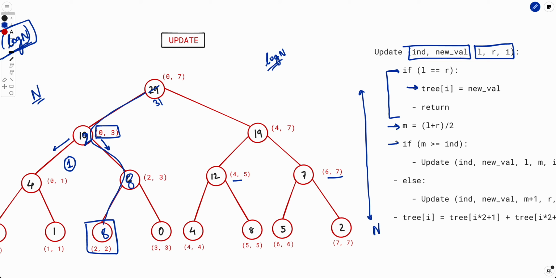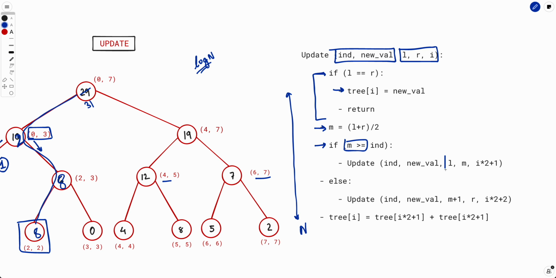So if index is less than or equal to m, it means it lies in the left half. So what we are doing is going into the left half of the tree. The left half of the tree would be covering the range L comma M, and the actual index would be I times 2 plus 1, right? Now, if that's not the case, we know that the index which we are trying to update lies in the right half. So we will go into the right half, right? Notice that either this or this would be executed.